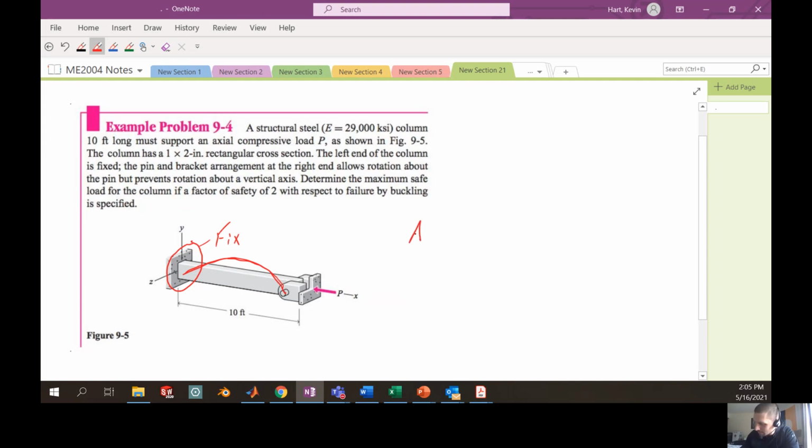So about the z-axis, we have fixed-pinned. Okay. And you can see that if you thought about this taking this half sinusoidal shape in this general z direction, you would have fixed on this end and pinned on this end.